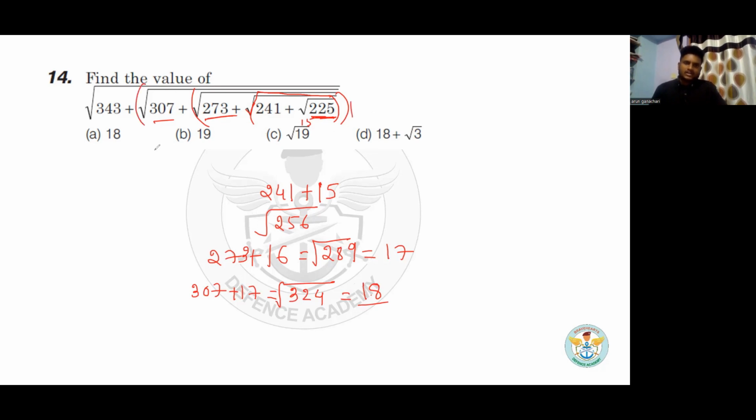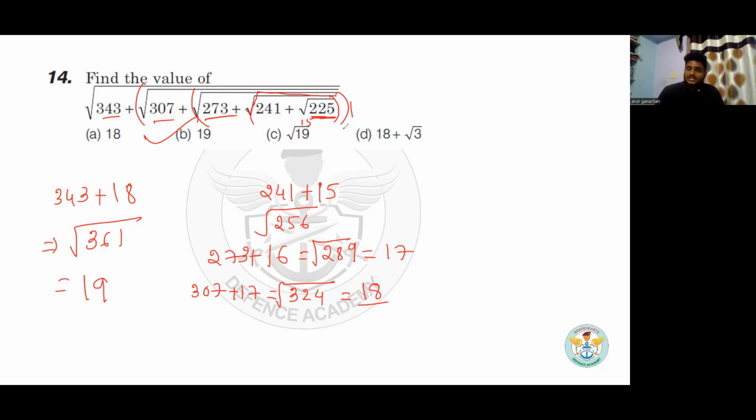We have solved till here now. Then I have to add finally 343 plus 18. What is 343 plus 18? 343 plus 18 is 361. So what is the square root of 361 finally? 19. So your final answer is 19. Getting this? Yes, sir.